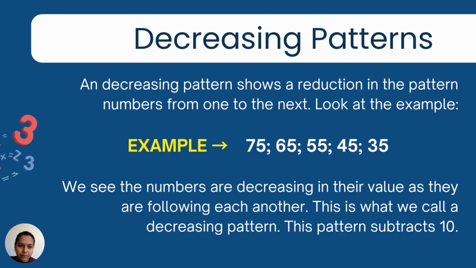Okay, decreasing patterns. A decreasing pattern is the opposite of an increasing pattern. So we see that it is actually reducing in its numbers, and the decrease is showing that there's no growth. It's actually going down. In your example, you see 75, 65, 55, 45, then 35. You can see the numbers are decreasing each time, by 10. So we say it's a decreasing pattern and it's subtracting 10 from one number to the next.